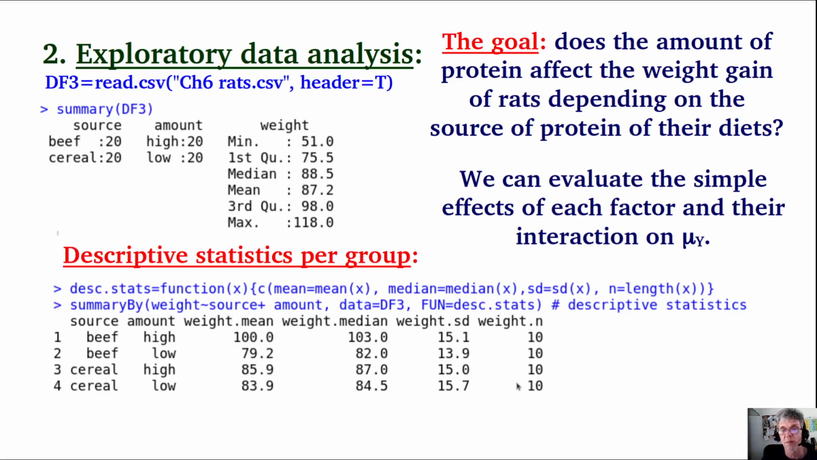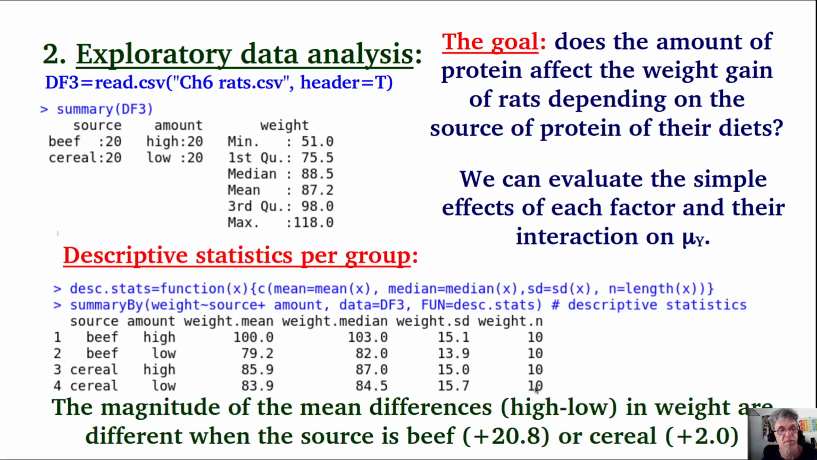So this is a designed experiment in which each combination of levels, beef and high, beef and low, cereal high and cereal low, has exactly the same number of data points. From here we see that the magnitude of the mean difference comparing high and low in weight is different when the source is beef, that is plus 20.8, compared to when the source is cereal. The difference now is 2.0. So it means that the difference between high and low depends on the level of the other explanatory variable. This is what we mean by an interaction. Of course, this is just descriptive. We need to assess it by fitting a statistical model.